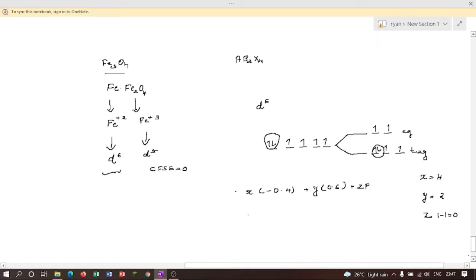Now I am going to substitute. Therefore X is 4, so instead of X you can write 4 into minus 0.4 plus 2 into 0.6 plus 0 P. Here the answer will be minus 0.4. Here no need to worry about this negative sign. Actually, this is the modulus of this value. Therefore here the answer is 0.4.